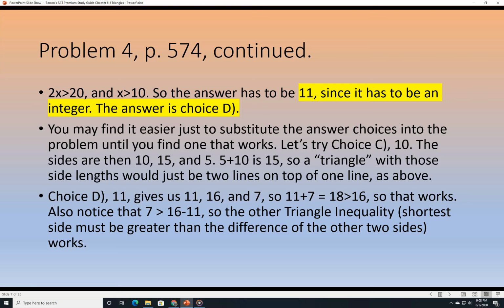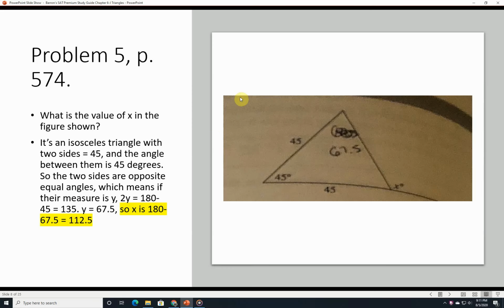So, choice D, 11, gives us 11, 16, and 7. 11 plus 7 is 18, which is greater than 16, so that works. Also notice that 7 is greater than 16 minus 11, so the other triangle inequality, that the shortest side must be greater than the difference of the two other sides, also works.